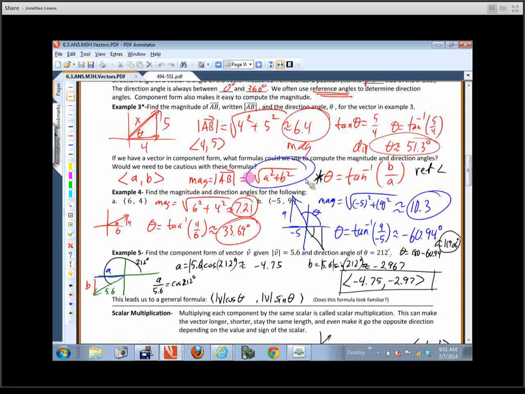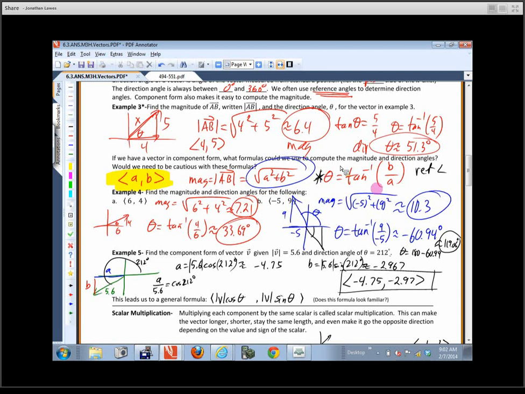So we came up with this formula right here. If we've got a vector in component form, a comma b, in those angle brackets, we can find the magnitude of the vector, in other words, just how long it is, so that's a scalar, by squaring the horizontal component, squaring the vertical component, adding them together, taking the square root. So it's just an application of the Pythagorean theorem.